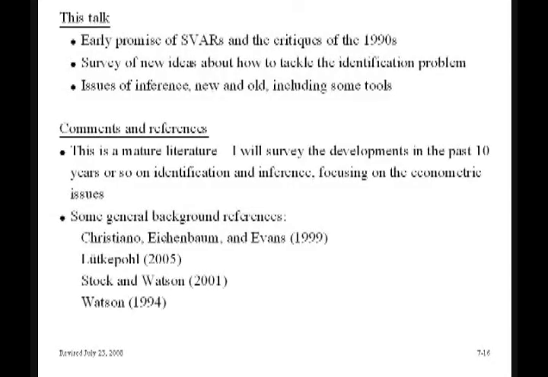Okay. All right, so what I'm going to do now is talk a little bit about the early promise of SVARs, which is certainly true. I'm going to talk about some of the challenges to them that were brought up in the 90s, some of the new ideas about how to tackle identification, and then a number of issues on inference, including some tools.